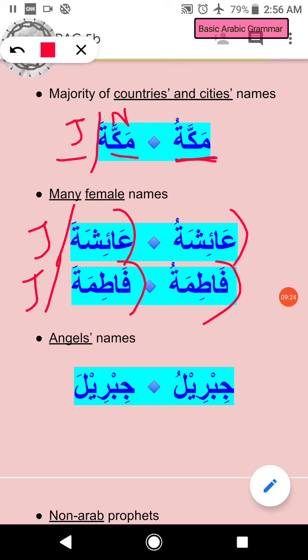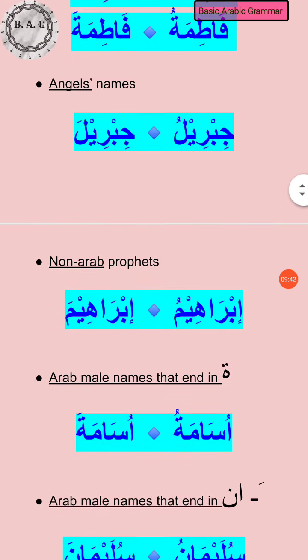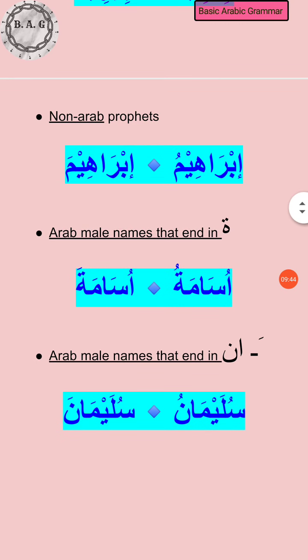Alright, so next we have the angels' names. As I mentioned earlier on, it's Jibrilu, which is the Rafa form, then Jibrila slash Jar form would be Jibrila. Okay, it's the same thing. So Jibrilu, Jibrila, Jibrila. Next we have the non-Arab prophets.